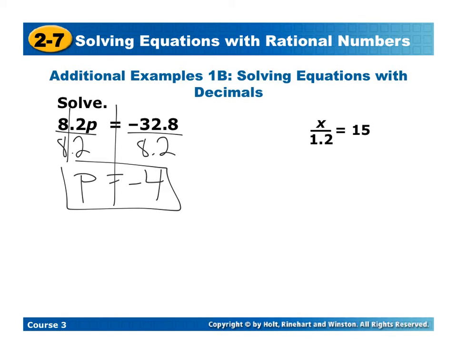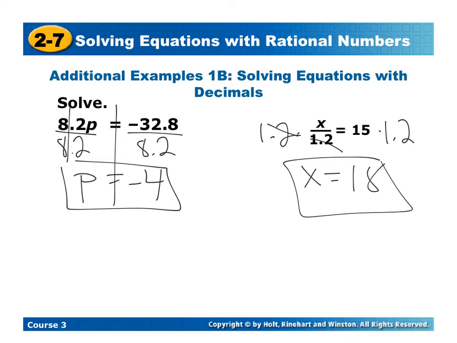Here I have x divided by 1 2/10, so I'm going to multiply both sides by 1 2/10. They're going to cancel out. X is equal to 15 times 1 2/10, which is 18.